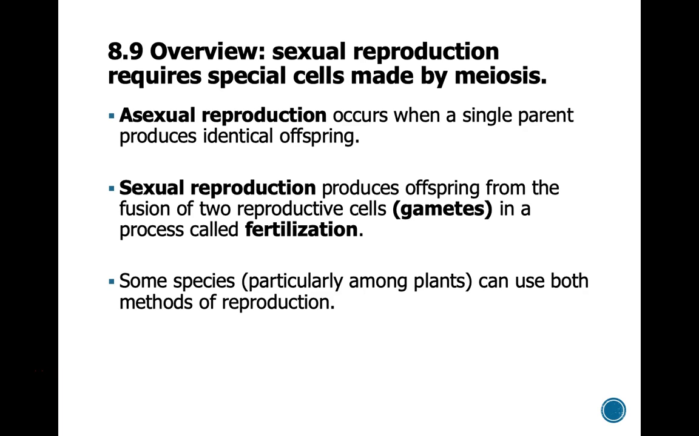Some species, especially plants, can actually use both. There are some strange examples of animals that can do both or switch depending on the circumstances. We're generally going to talk about just plain old boring sexual reproduction, organisms that are just doing one and not the other.